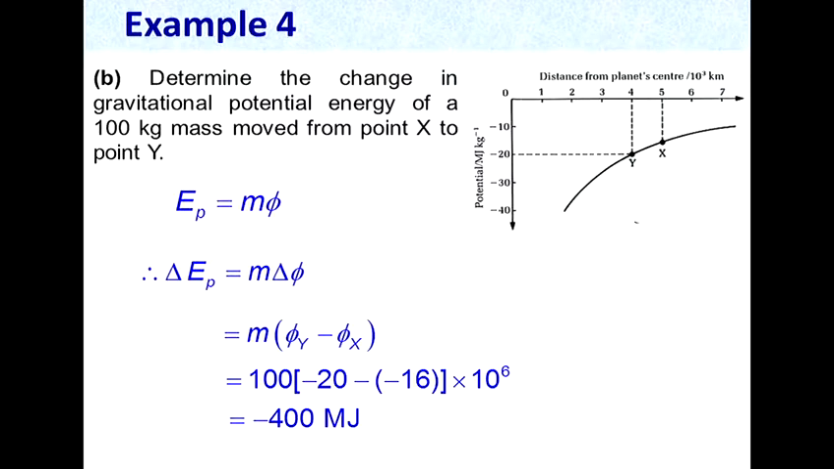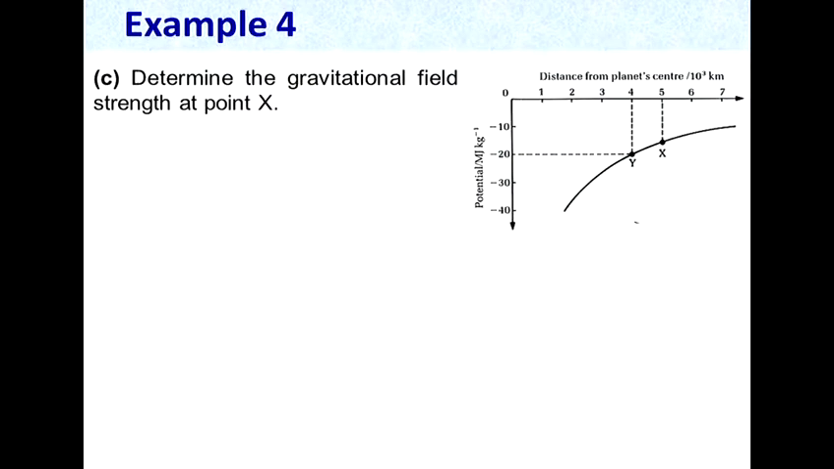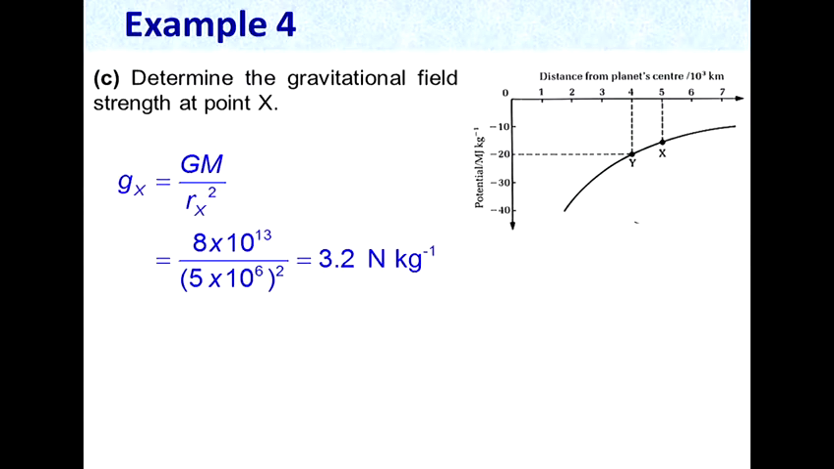Finished already? Okay, let's look at C. Find the G field strength at point X. For a radial field, we can calculate the G value, the field strength, using GM over R squared. Because I'm talking about the G field strength at point X, the R will be the distance of X from the center of the planet. So this big M is the mass of the planet. So is this the value you have calculated earlier?